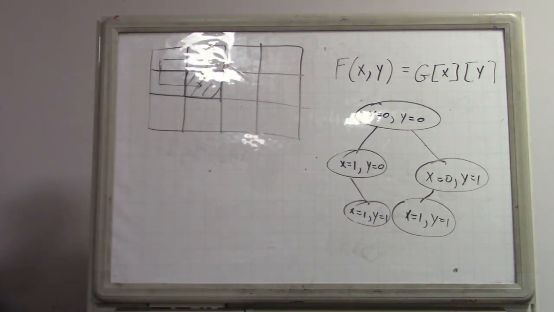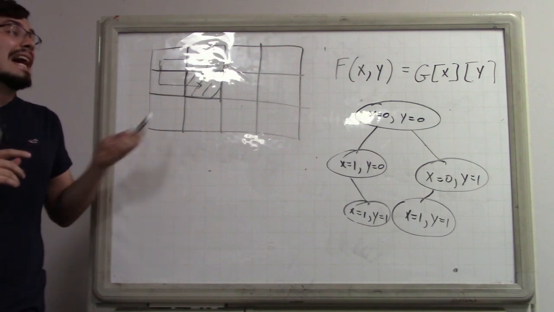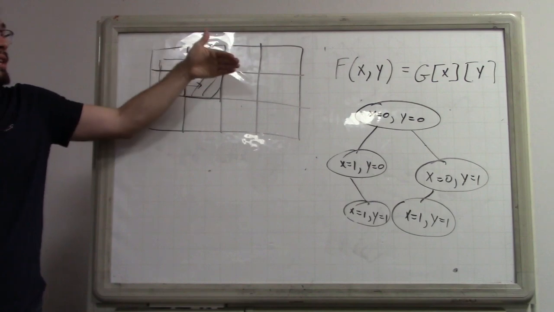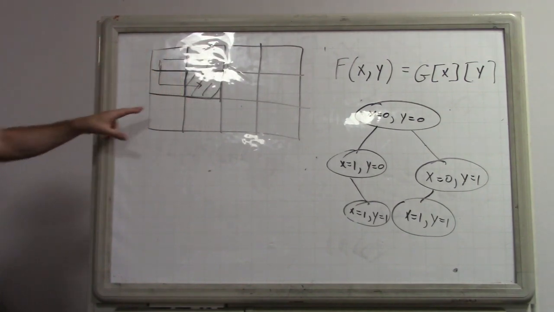From the bottom two. Sorry? You can get it from the bottom. No, I'm talking about the last problem we did. In the last problem we did, we were only allowed to go right and down. In the last problem, f of 1-1 was a meaningful concept.